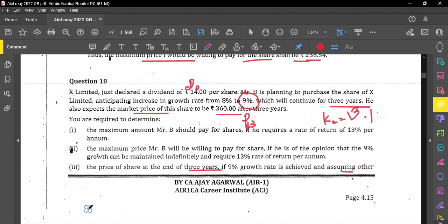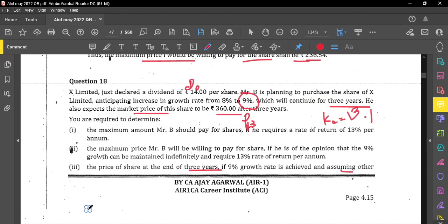Question number 18. X Limited just declared a dividend of rupees 14 per share. D0 is 14. Mr. B is planning to purchase the share of X Limited, anticipating the increase in the growth rate from 8% to 9%. Means till now it is 8%. From here onwards, it will increase by 9%, which will continue for the period of 3 years.